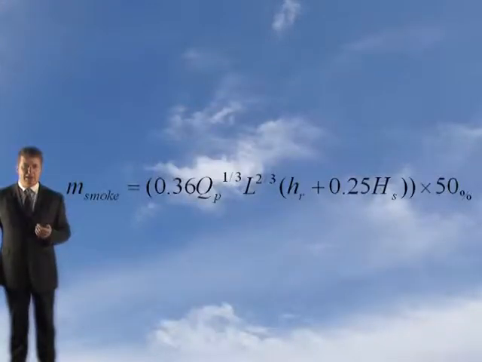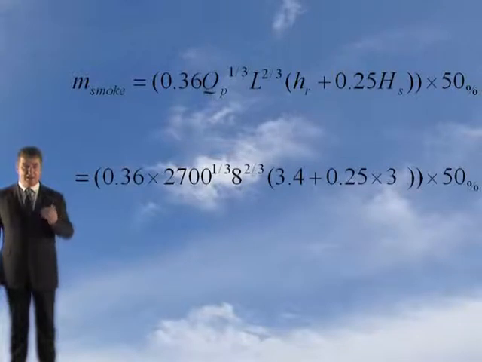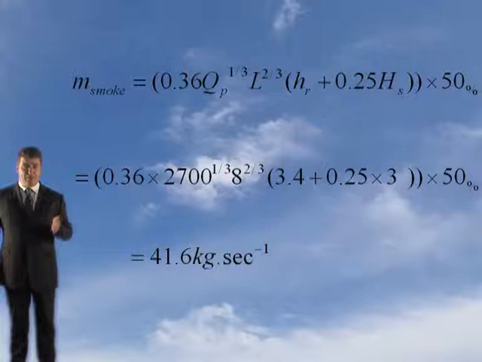This is the model here. M smoke equals 0.36 times QP to the third times L to the 2/3 multiplied by brackets HR plus 0.25 times HS times 50%. Now, if we put our data into that formula, as you can see here, you put all your data in, you should have got a mass flow rate of smoke of 41.6 kilograms a second. That's the spill plume, 41.6 kilograms per second.